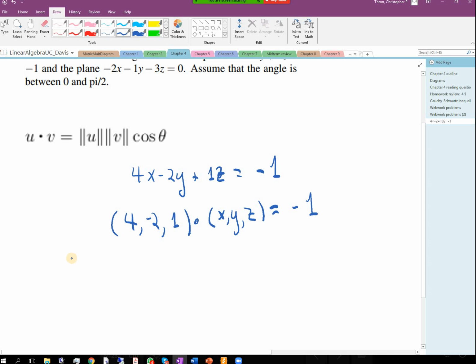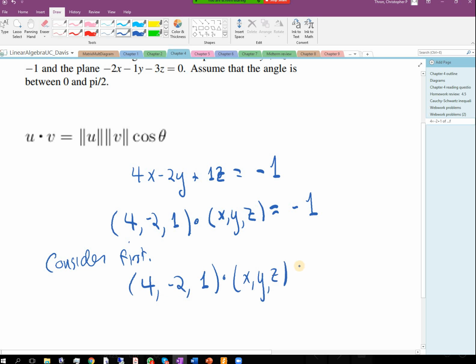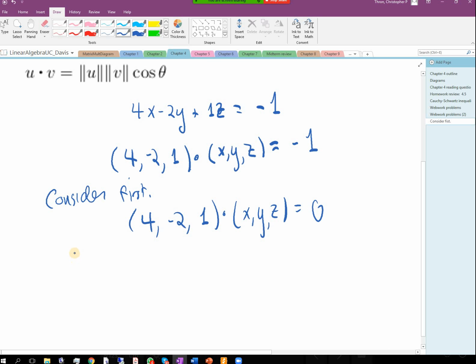So, what is the? All right. So let's consider first a related equation: (4, -2, 1) dot (x, y, z) equal to 0. What's the geometrical interpretation of this?